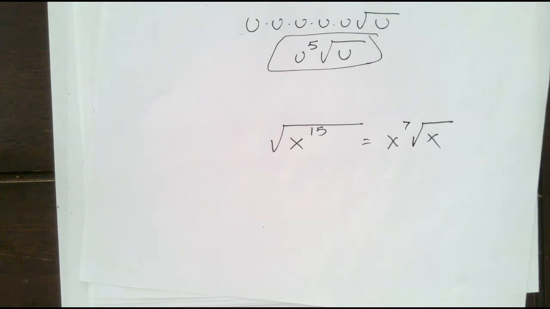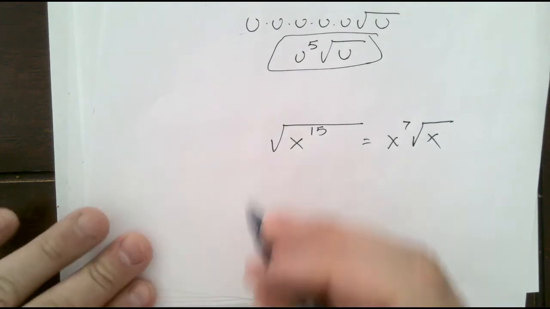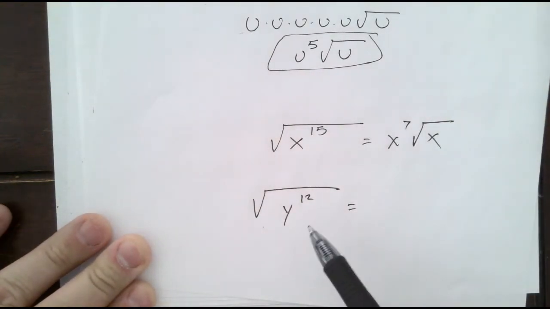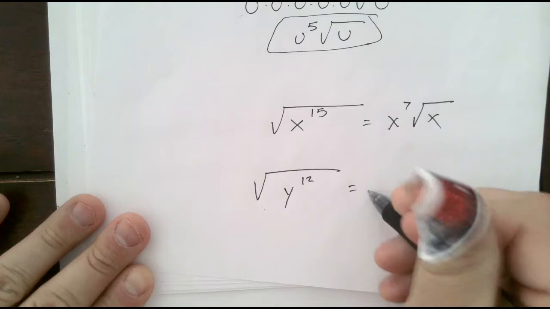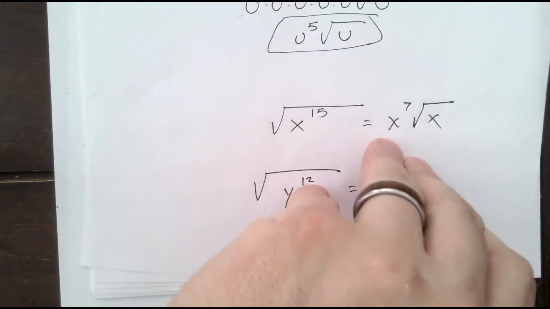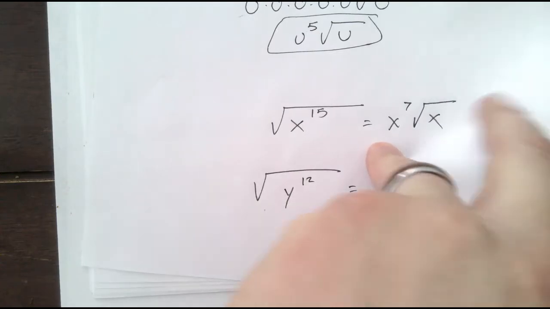What about if we had an even exponent? So let's find one here. Let's think of one that has an even exponent. The square root of y to the 12th. Well, how many times does 2 go into 12? Well, 6 times. So there's your solution. It's just y to the 6th, with no root. Because if you don't have any pairs left over, then you don't have any roots.